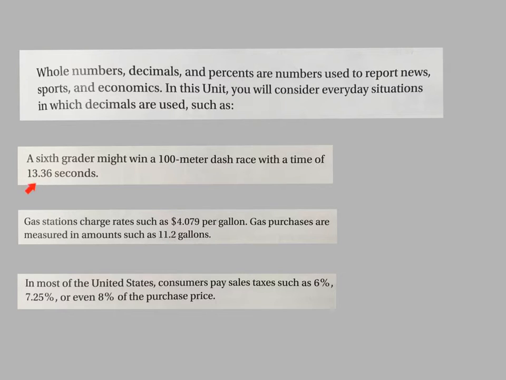13.36 seconds. Decimals. Gas stations charge rates. So it's an amount, $4.079 per gallon. Gas purchases are measured in amounts such as gallons, like 11.2 gallons. Here's another example. In most of the United States, consumers pay sales tax such as 6% or 7.25% or even 8% of the purchase price when they buy things. So we use decimals, we use percents all the time.